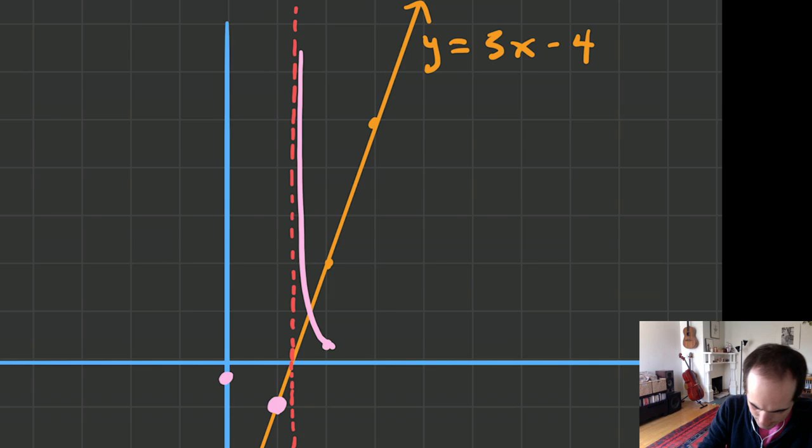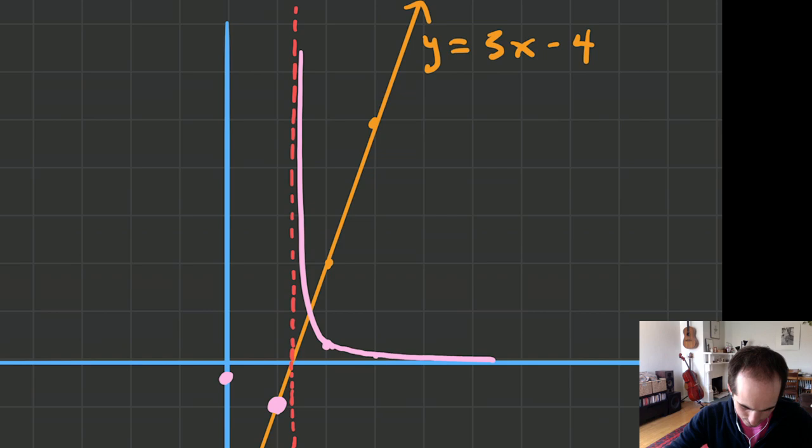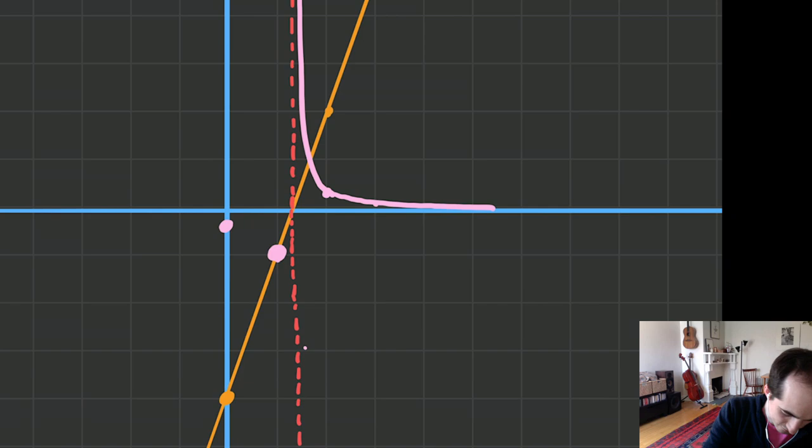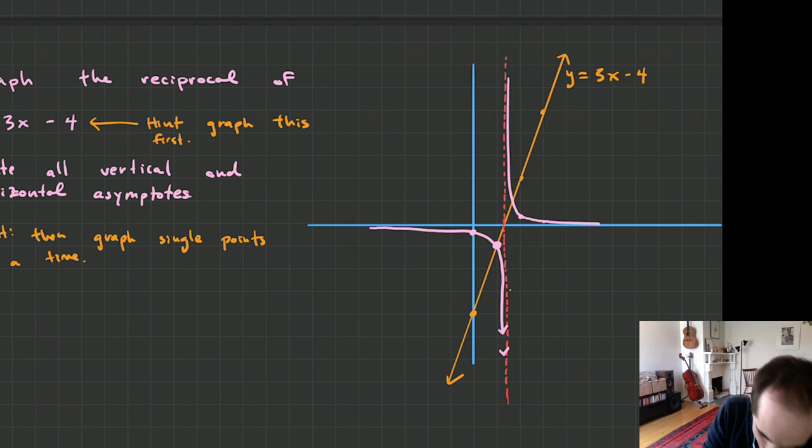This next point over here, what is that? The point 1, 2, 3, 4, 5. So this gives us 1/5. So here's 1/5 all the way down there. And we're going something like this, like that. Awesome. And this guy over here. Now let's finish off this horizontal asymptote right over here. Okay, and we're done. So this is our graph over here.